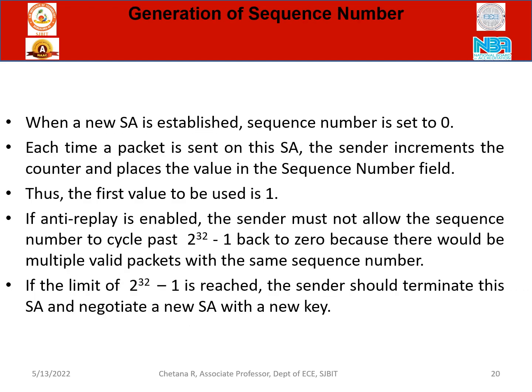Next, how to generate the sequence number. When a new security association is established, the sequence number is set to 0. Yes, we just discussed this. Each time a packet is sent on this SA, the sender increments the counter and places the value. The first value is 1. If anti-replay is enabled, the sender must not allow the sequence number to cycle. Yes, we have seen this so far. So all these precautions are taken care of. If it reaches the limit of 2 to the power of 32 minus 1, then the sender should terminate this and go along with a new security association, and that is taken care of.